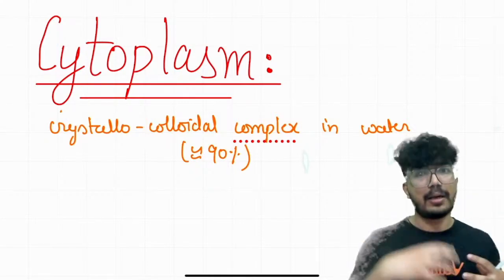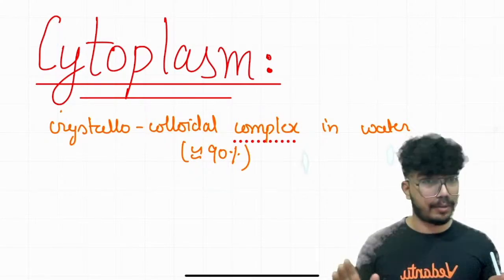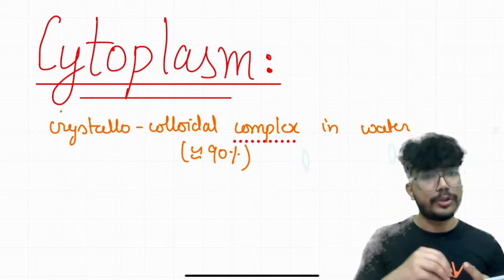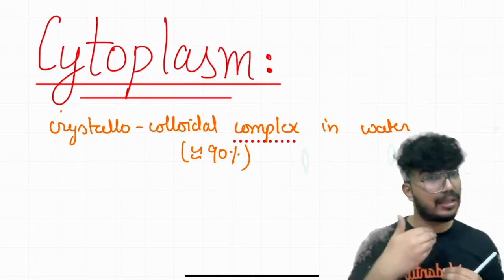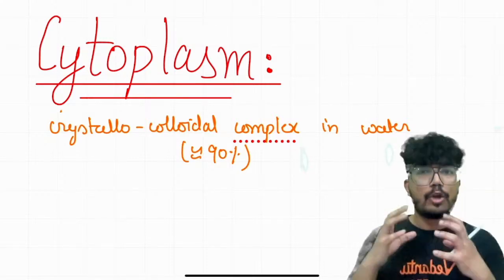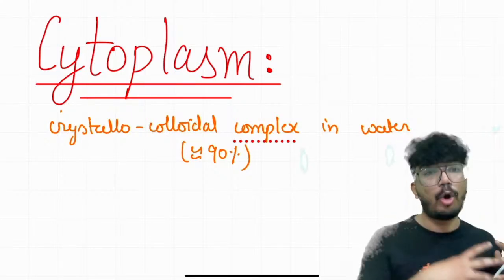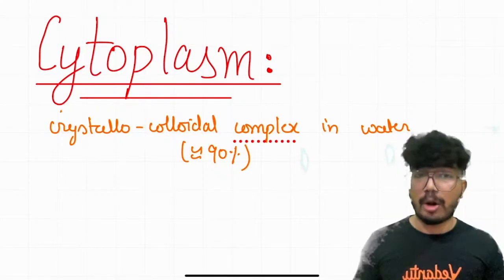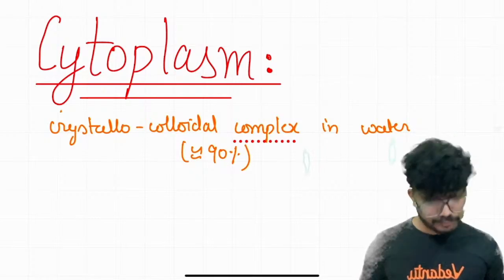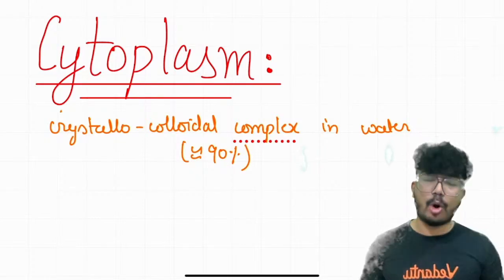So everything is going to be dissolved in the cytoplasm. Upon dissolution, you will obtain a mixture. It can either be a true solution or it can be a colloid. So cytoplasm is the crystallocolloidal complex in water. It is the component of the protoplasm and of the protoplast. Simple. So that's all about cytoplasm.